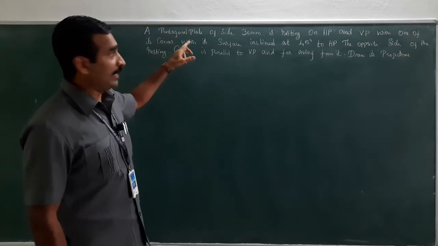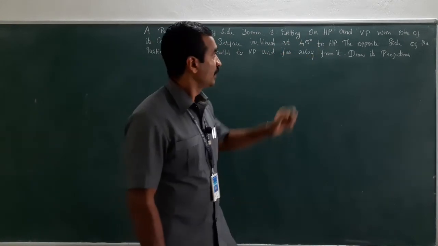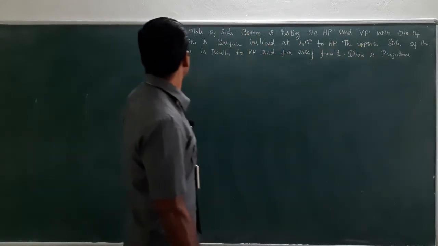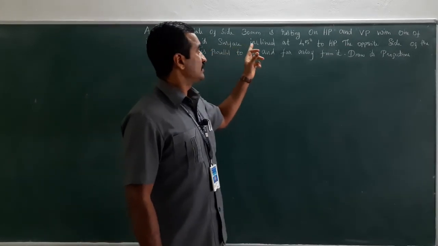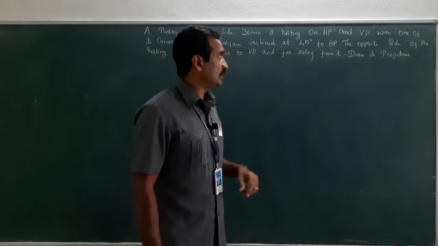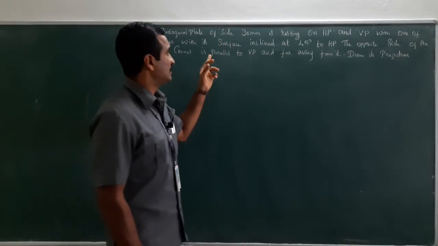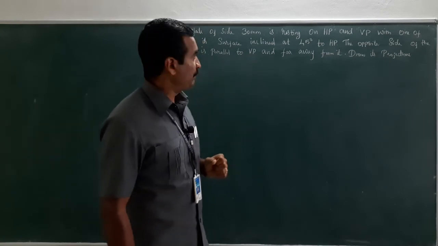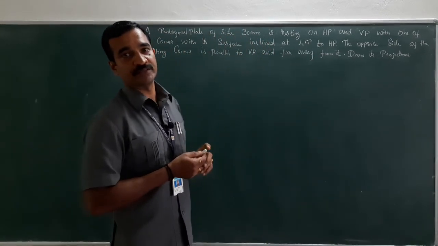A pentagonal plate of side 30 mm is resting on HP and VP with one of the corners. With its surface inclined at 45 degree to HP, the opposite side of the resting corner is parallel to VP and far away from it. Draw its projections.